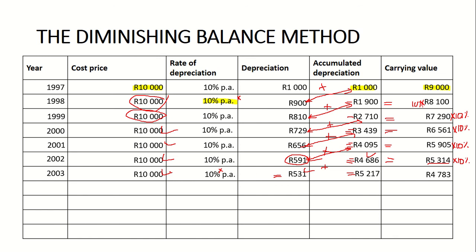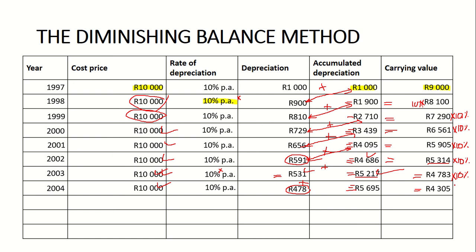To get the carrying value, I will simply take that minus this, and then it'll give me that. The depreciation, it's simply that times 10%, it'll give you that. To get the accumulated depreciation for that year, I will take that, add it with this, and it'll give me that. To get the carrying value for 2004, I will simply take the cost price minus the accumulated depreciation for that year. It'll give me the carrying value for that year.